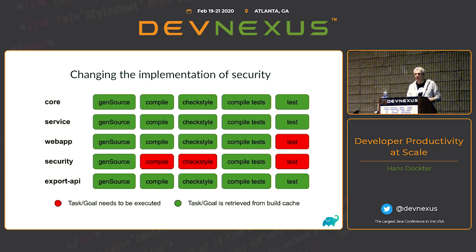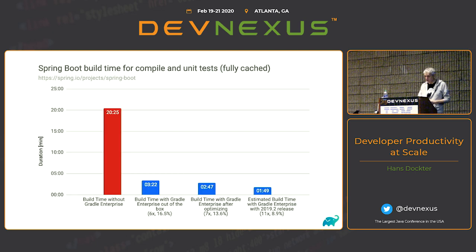We only need to rerun the test of web app. So instead of executing 25 goals, including 5 test tasks, you only run 4 out of 25 goals, right? And the benefit of that is significant, right? So this is a real-world example.